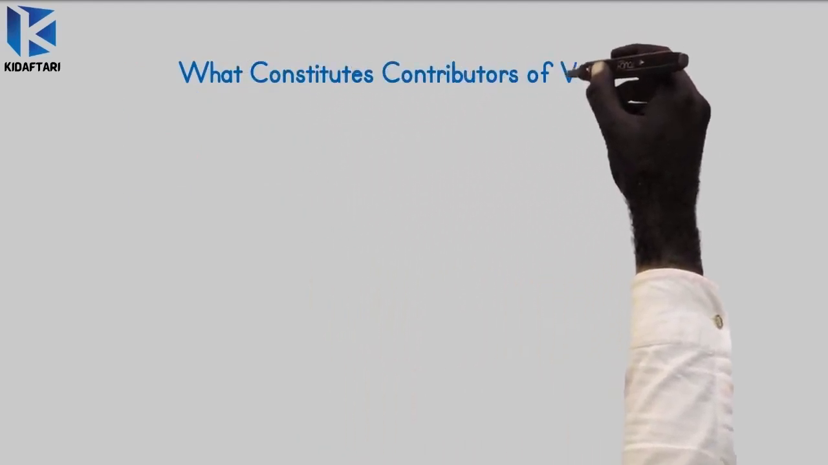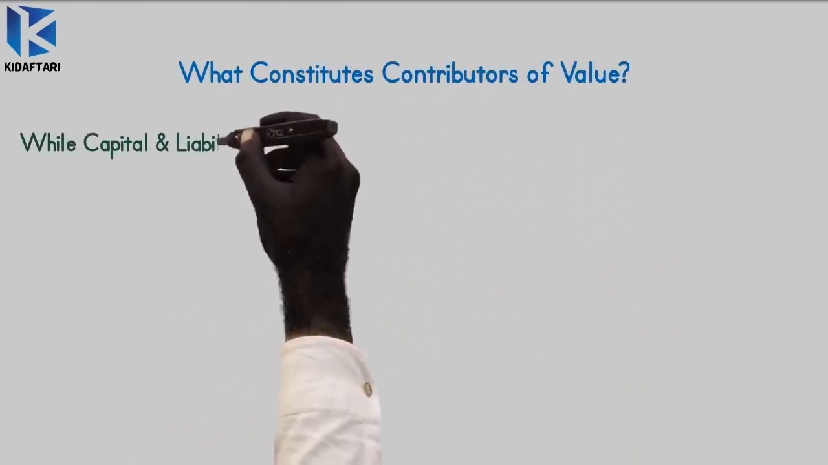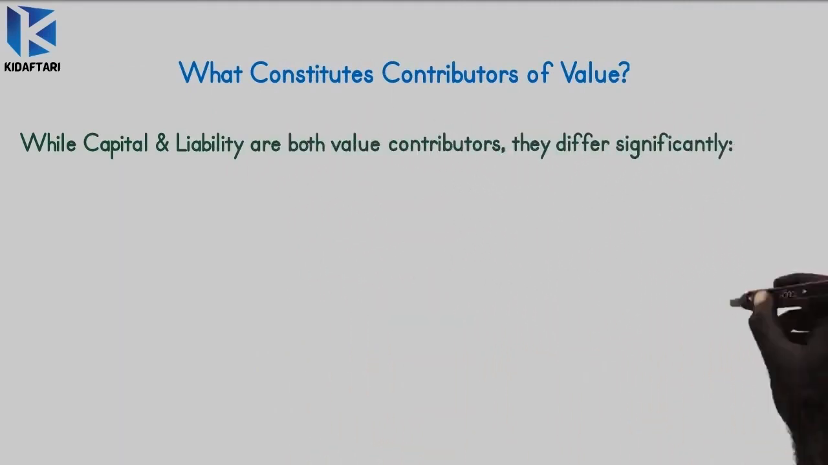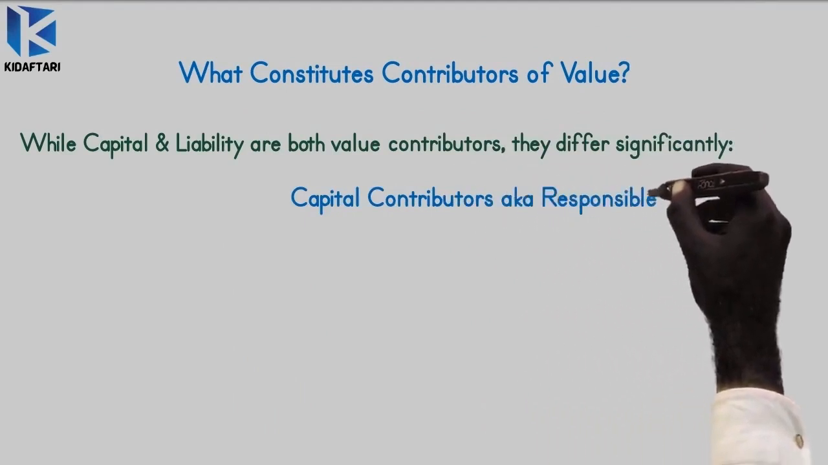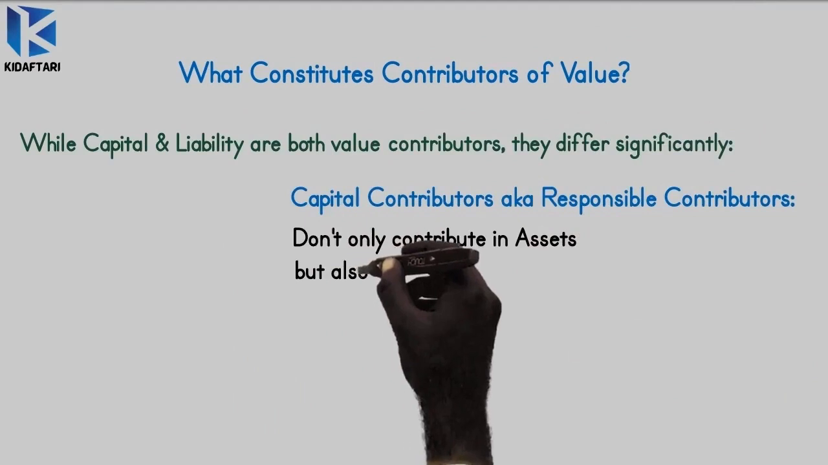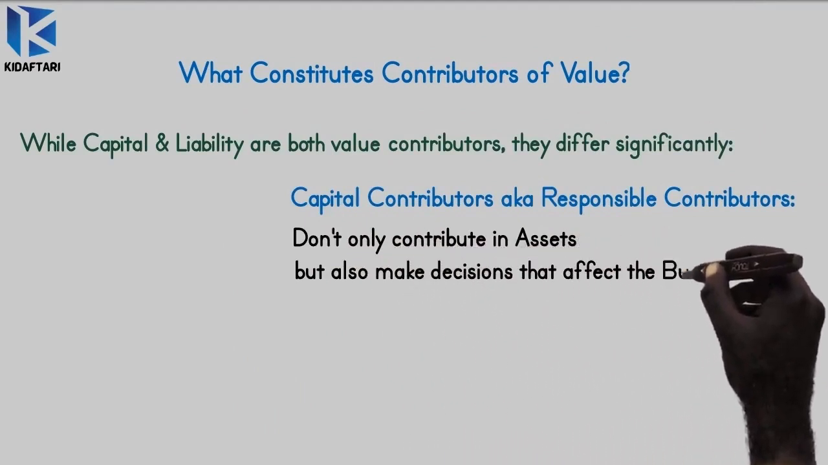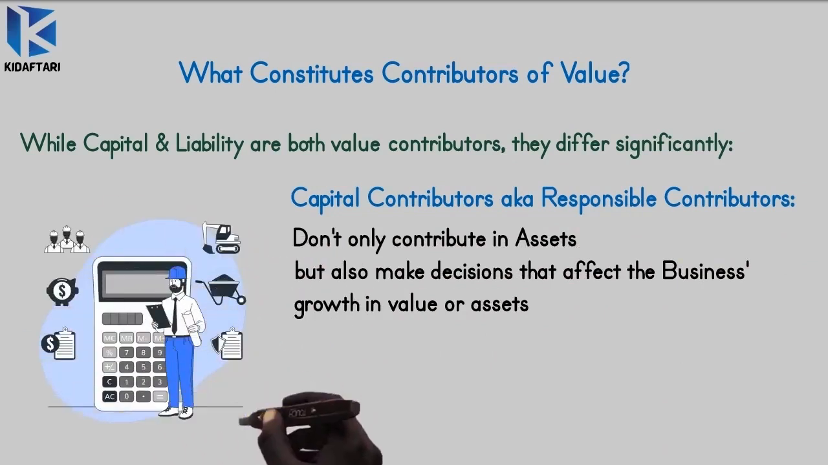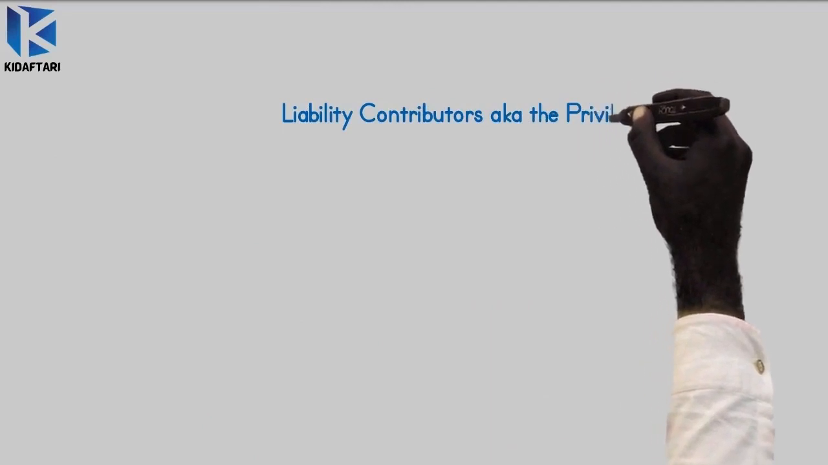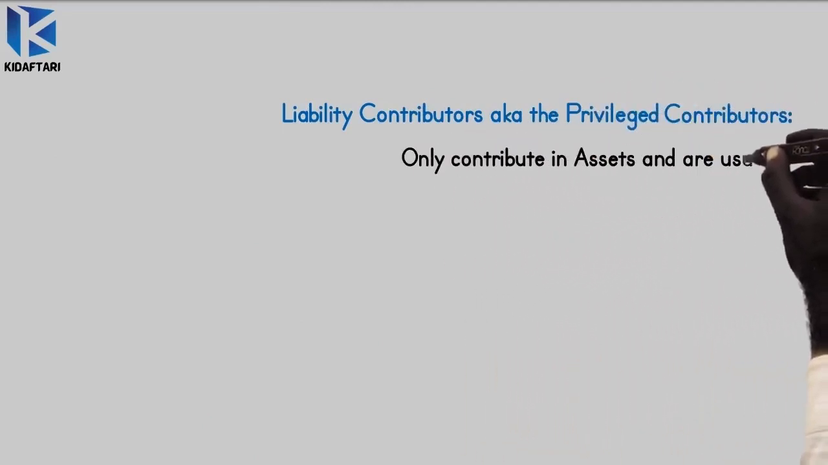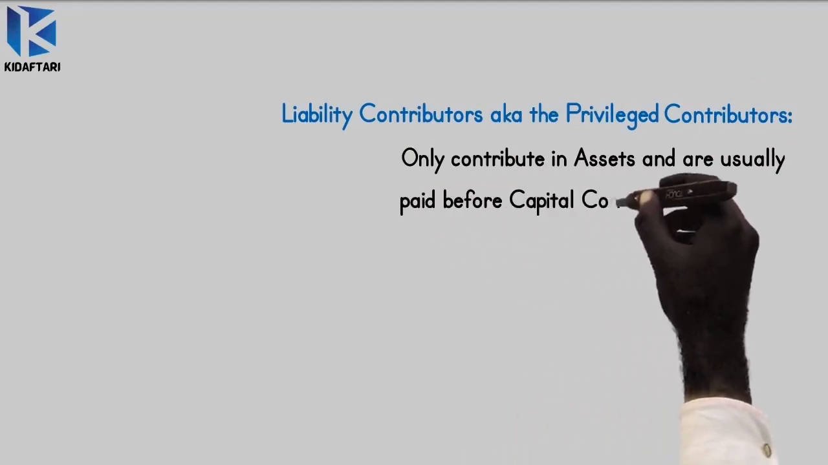So what constitutes contributors of value? While capital and liability are both value contributors, they differ significantly. Capital contributors, aka responsible contributors, don't only contribute in assets, but also make decisions that affect the business's growth in value or assets. Liability contributors, aka privileged contributors, only contribute in assets and are usually paid before capital contributors are paid.